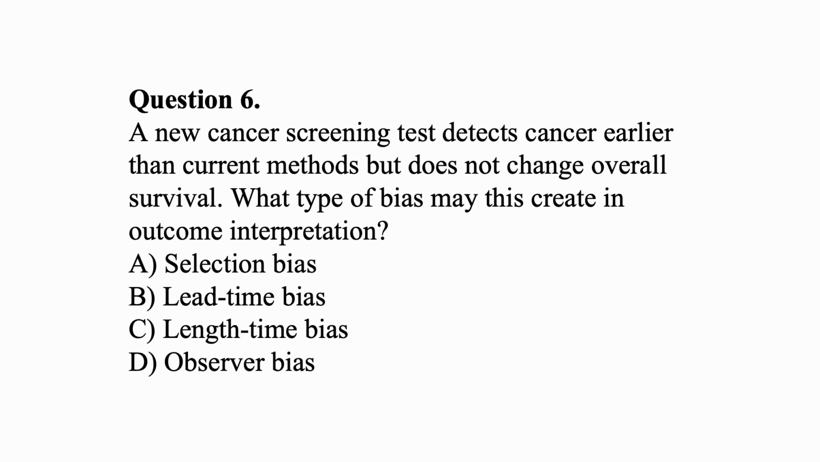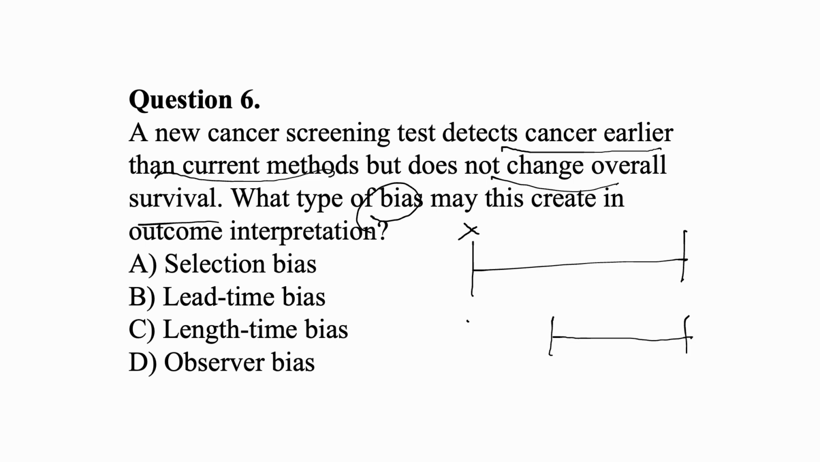So here we have a test that is detecting cancer earlier but not changing overall survival. So you want to be looking out for a certain type of bias, right? So let's say with the new test, we are detecting cancer at this point, and then survival is here. Whereas with the old test, we're detecting here.